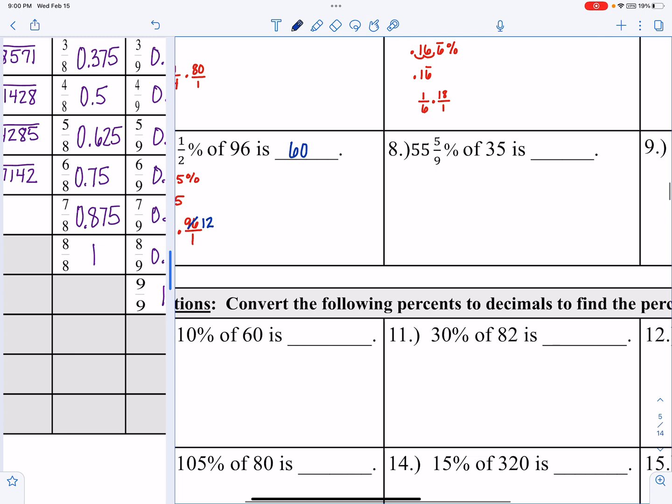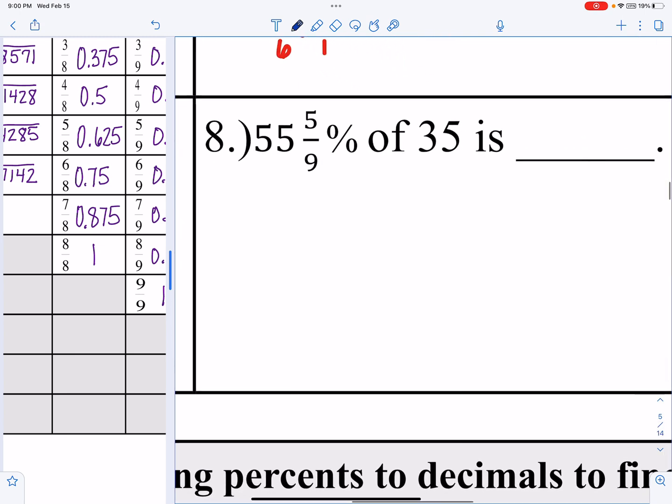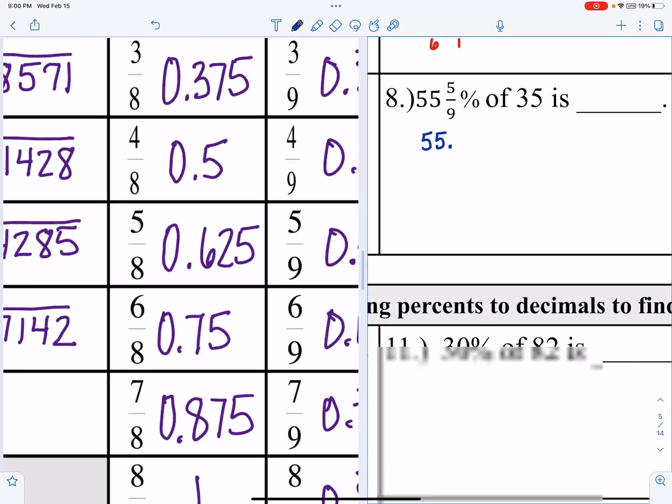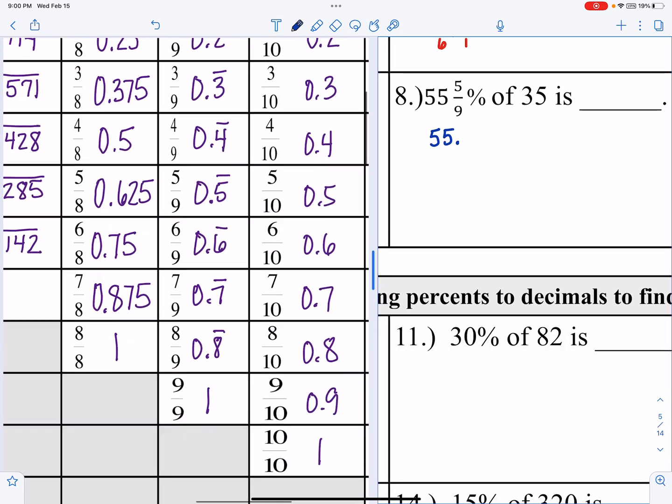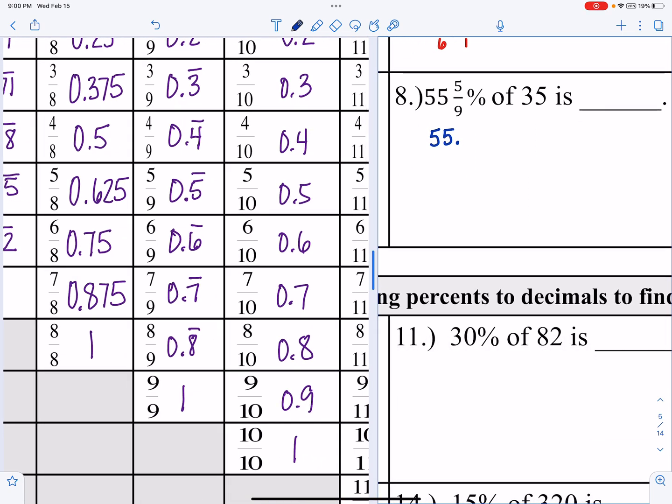All right, next one. We have 55 and 5/9. So right away, I want to get rid of that 5/9 and just write 55 point whatever that is. So we have to look or try to remember what 5/9 is.